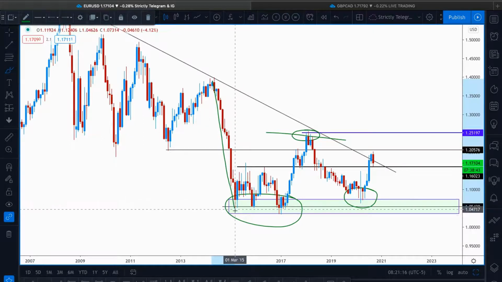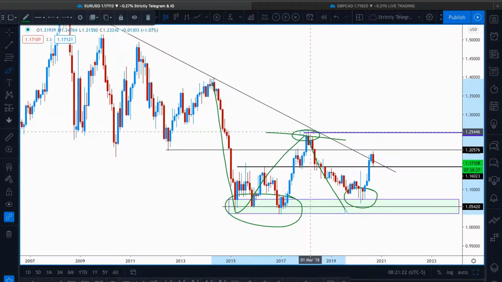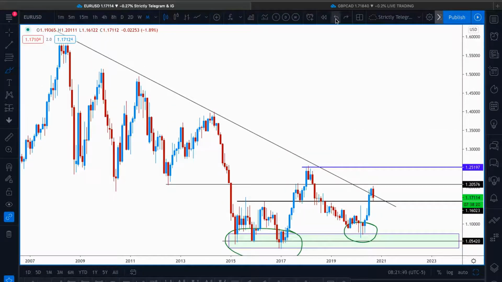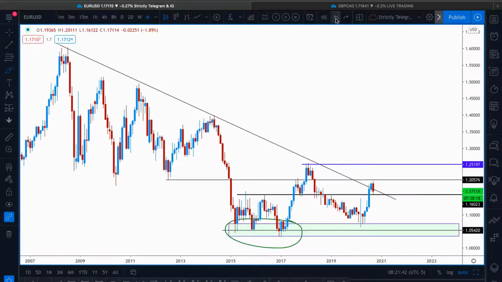So we have impulse, correction, impulse, and then we are looking now for the market to revisit the neckline. We are already getting an impulsive move here, so let's see if we'll have another situation like this taking place to get the market into that area. So these are the situations that we have to look at in terms of EURUSD from a monthly perspective.